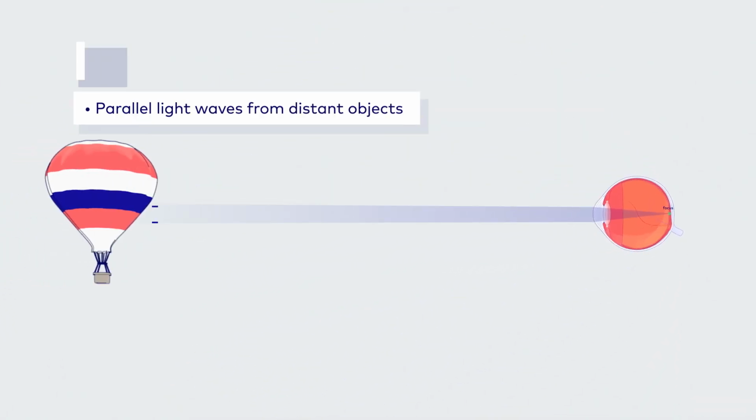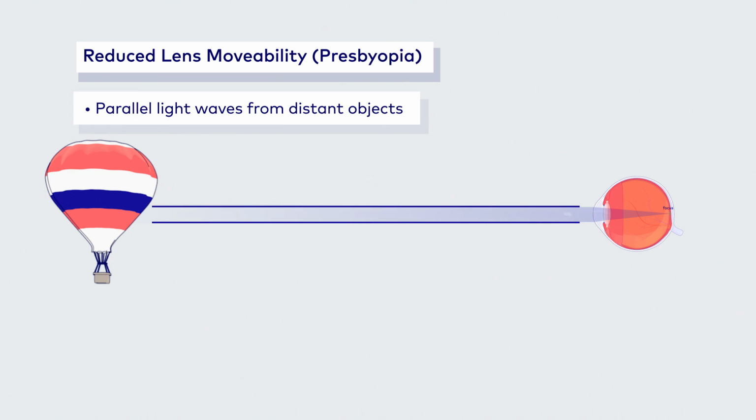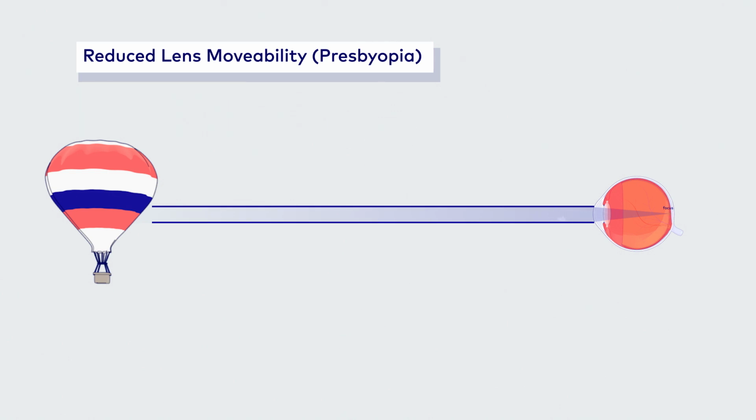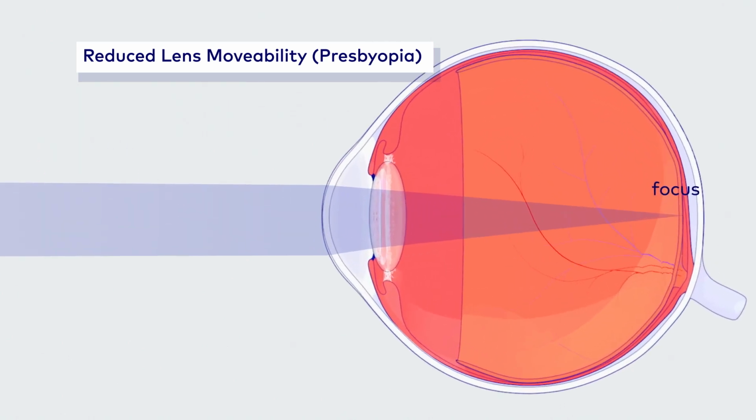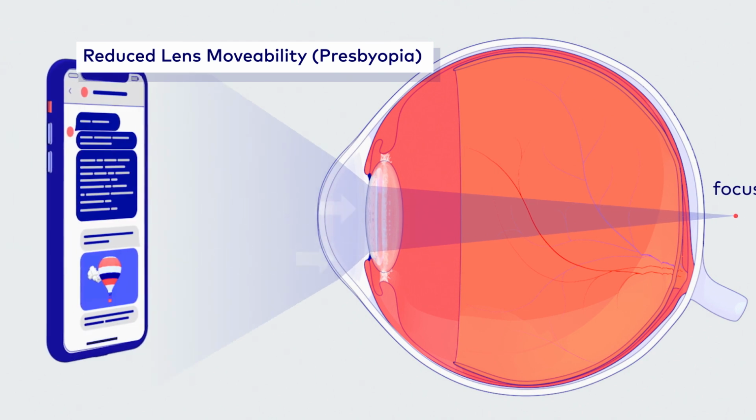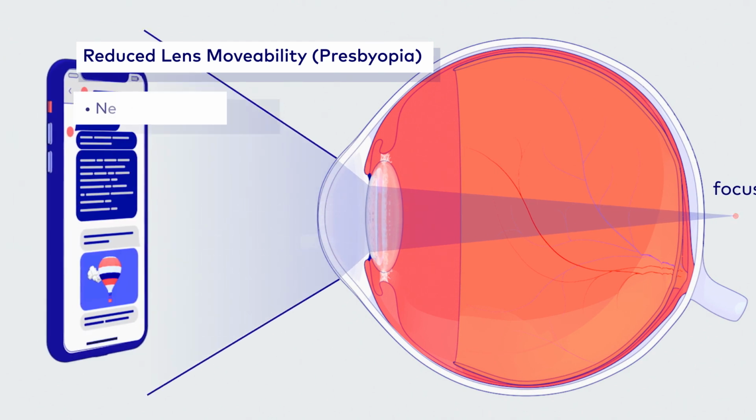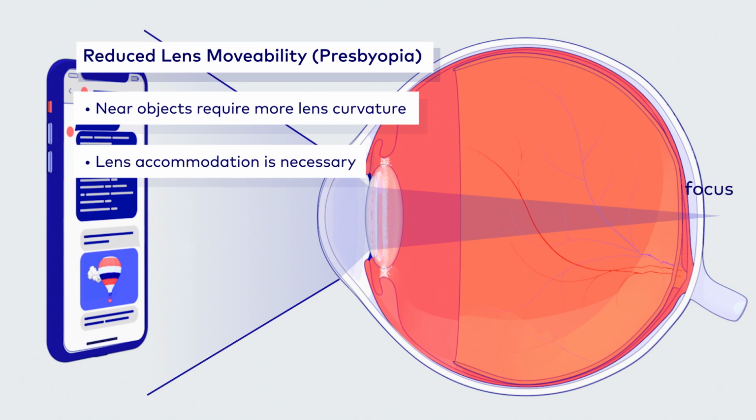Incoming light from faraway objects enters the eye in a parallel pattern. Here, the pupil is wide open and the lens is in a relaxed state. Light from close and intermediate objects, however, enters the eye in a converging pattern. Therefore, the lens needs to increase its curvature to focus light on the macula.